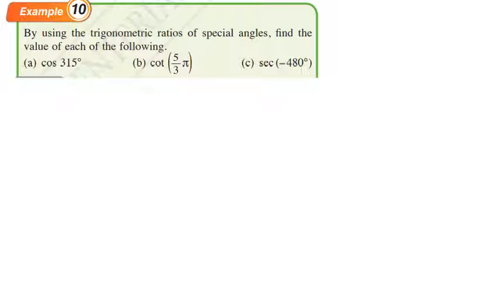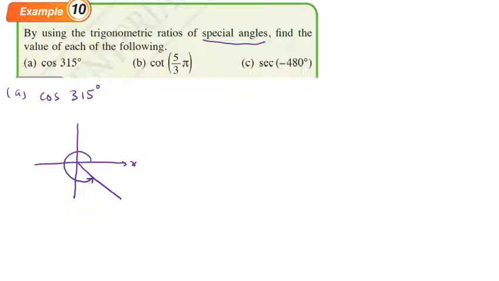Okay, for example 10. By using the trigonometric ratio of special angles, find the value of each of the following. So we must use special angles too. For question A, cos 315. You have to locate first where 315 is. We draw it, positive x-axis, then go up here. We know it must be in the fourth quadrant.